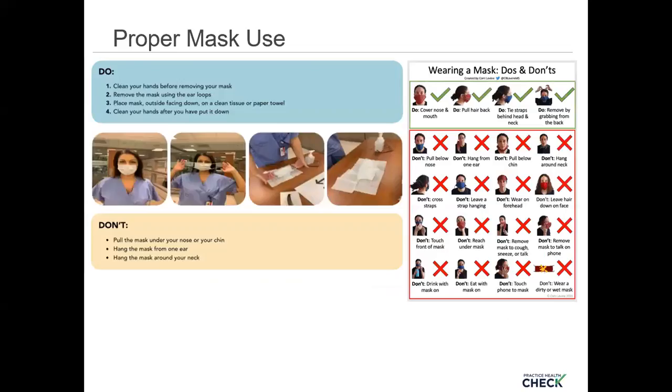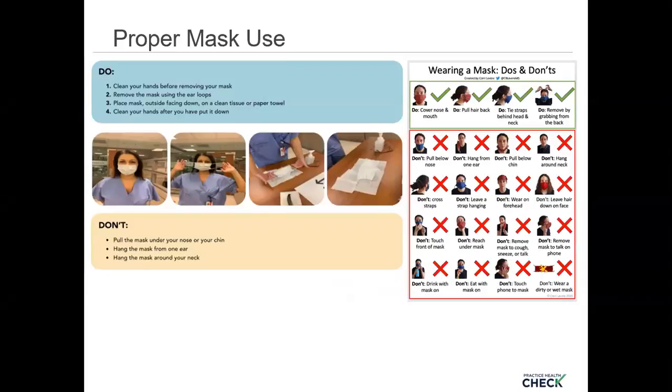So just touching lightly on proper mask use. Again, you always want to clean your hands before removing your mask. You want to remove your mask using the ear loops. You want to place your mask outside facing down on a clean tissue or paper towel. If, let's say, you are having a break for lunch and you'd like to reuse it, clean your hands after you have put it down.